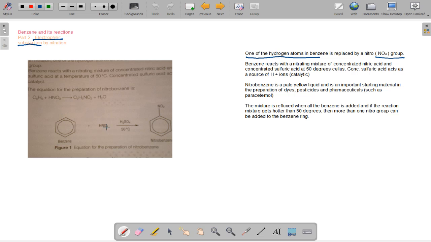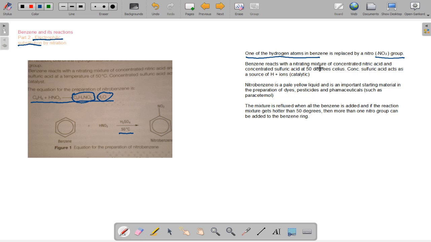So, with a little bit of nitric acid and sulfuric acid all warmed up at 50 degrees C, you get a little bit of nitrobenzene. And in order to prepare nitrobenzene, the chemical equation is C6H6 plus nitric acid makes C6H5NO2 or nitrobenzene, which is the product that we want, plus a bit of water as well.